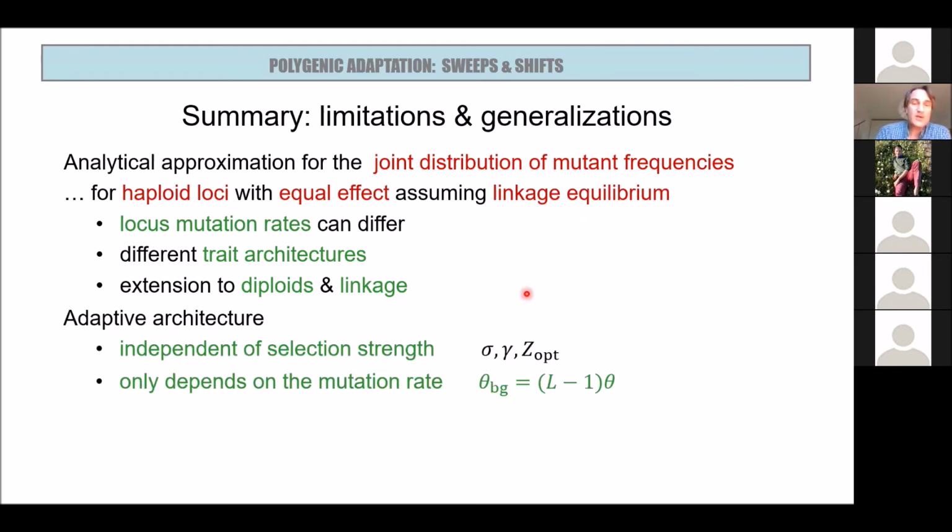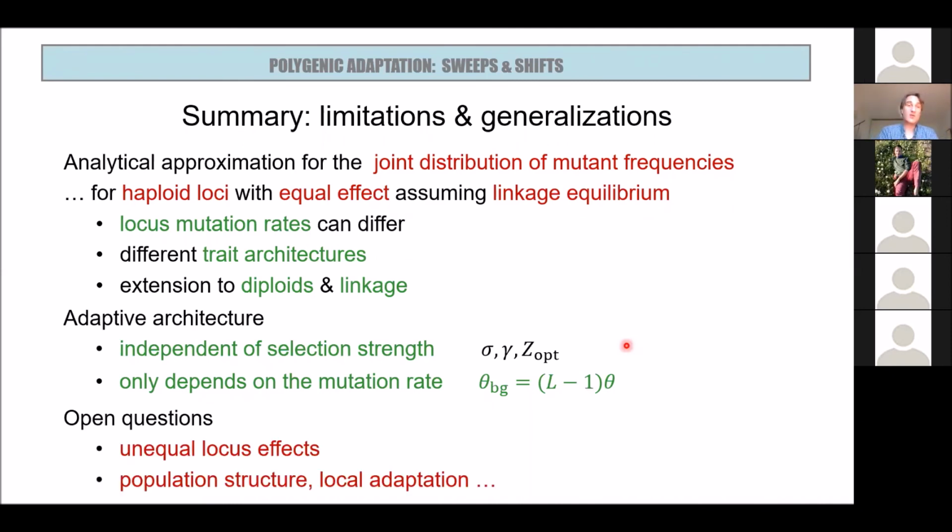In all these cases, we see that the adaptive architecture is independent of the selection strength parameter sigma, the parameter gamma, which is the locus effect, and also the value of the trait optimum, but only depends on the mutation rate. So this theta background parameter is really the master parameter of this model.